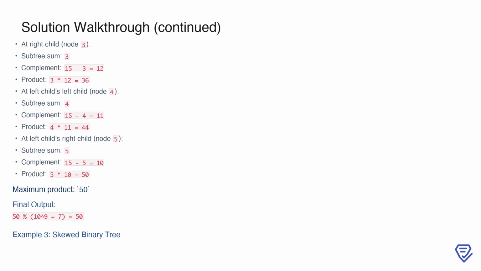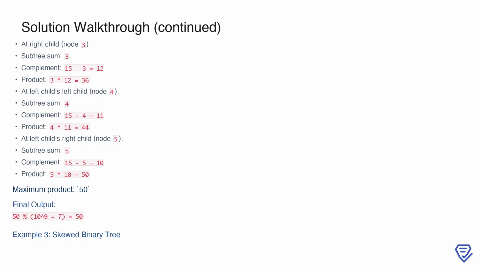At the right child, node 3, the subtree sum is 3, and the complement is 12. The product is 3 times 12, resulting in 36. Moving further down, at node 4, the subtree sum is 4, and the complement is 11. The product of these parts is 4 times 11, giving 44 again.